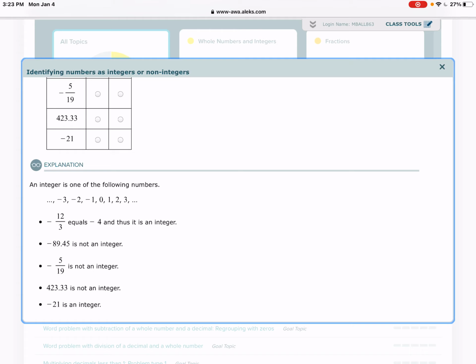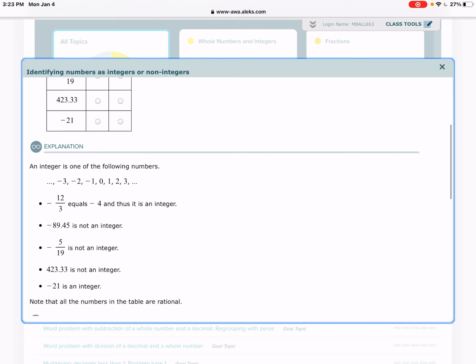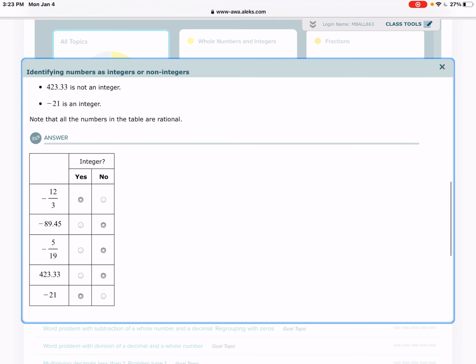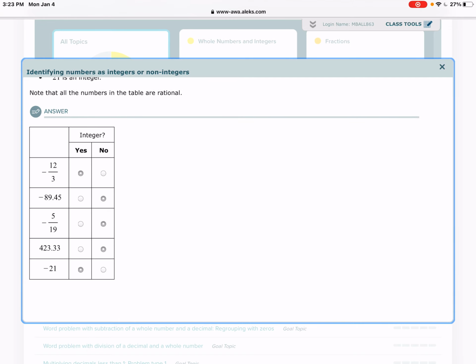Negative 21 is an integer because it's just a whole number, right? Whole numbers are typically positive. That's why I keep saying a whole number or a negative whole number. So here you can see the answers to those, and you try it.